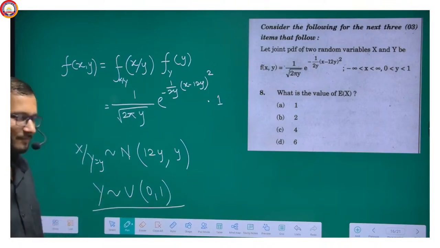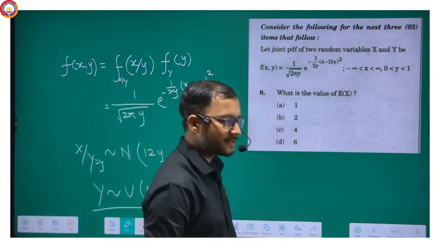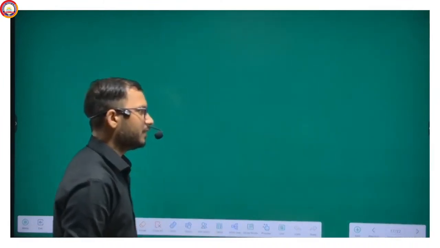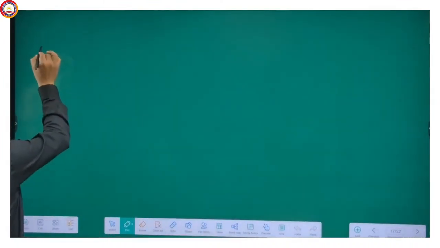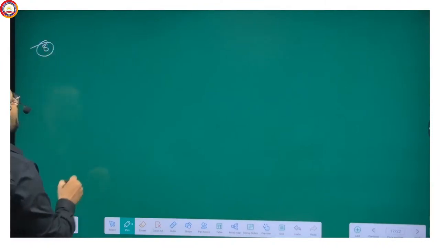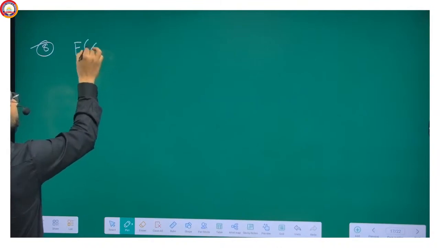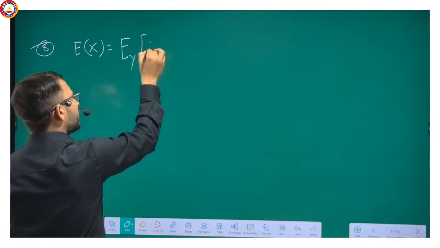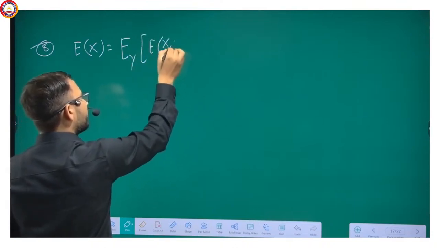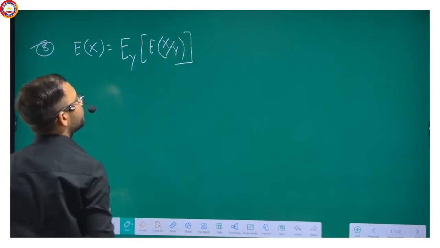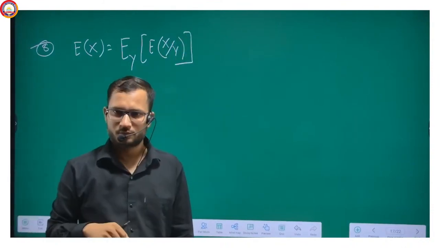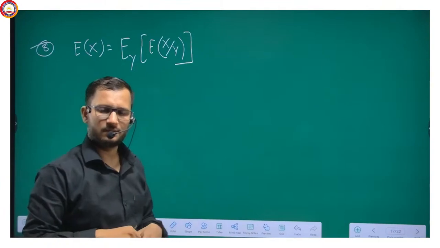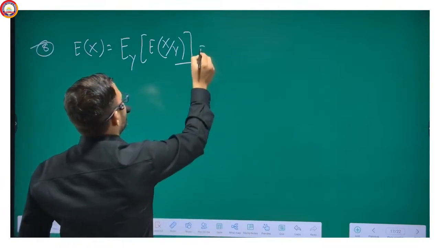Now the question became easy. Just apply the concept of conditional probability and find the answer. But I'm solving it here. Now the first question, question number 8, we have to find the expectation of x, and we know well that expectation of x is expectation of y of the expectation of x given y. Have you learnt it? Do you know this concept? If you know it, then everything is easy now. Do it.